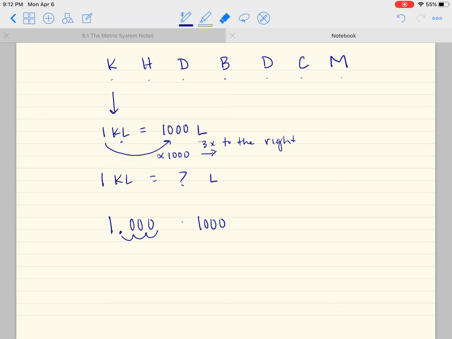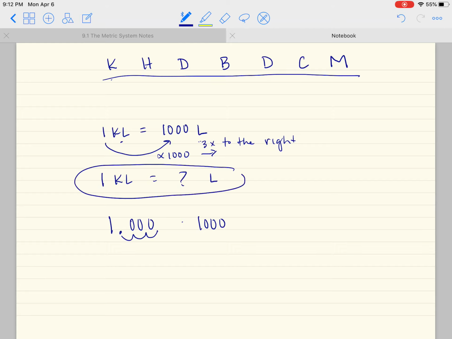Now, I don't want to have to think about what my base units are, whether I'm multiplying or dividing by 1,000, or how many times I have to move the decimal. And I don't have to, because this little lineup here of our prefixes is going to help us.